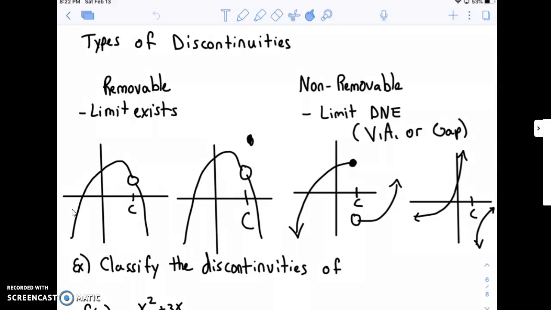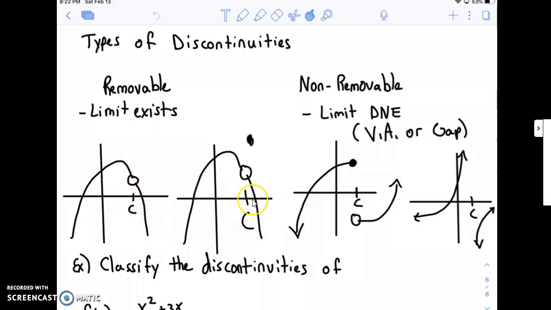So let's consider now these types of discontinuities. First up here, we have our removable discontinuities. Those are typical because the limit exists. That would be a case where you have a hole in the graph here. You can see clearly the limit. So I could fix that discontinuity by just coloring in that dot, right? Defining the function to be that limit value.